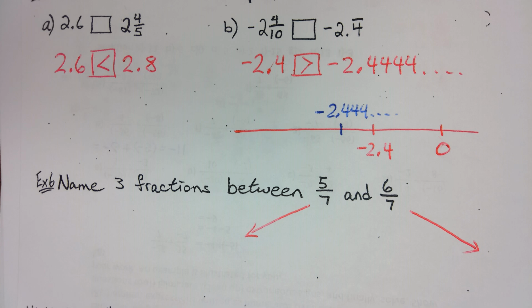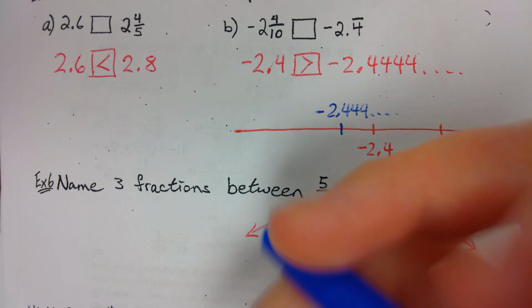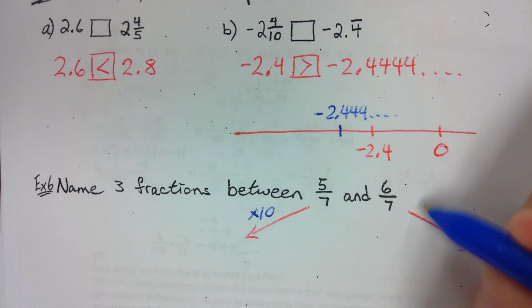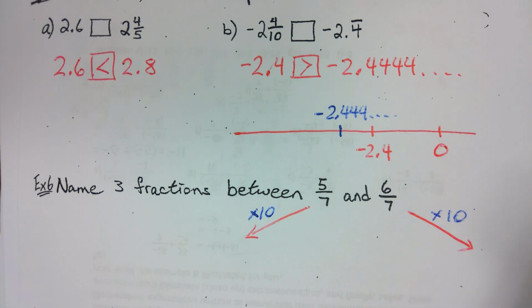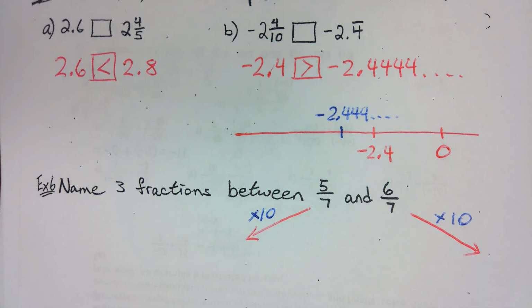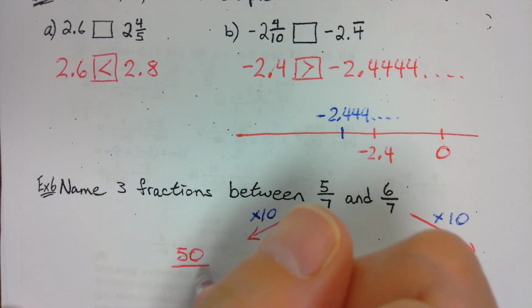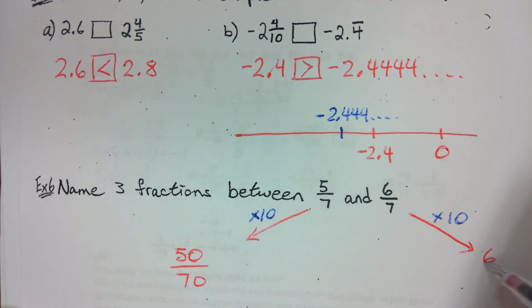So Sam says multiply everything by 2. Sydney says multiply everything by 4. Liana, did you have a better number to multiply by? Yeah, I would actually even go by multiplying by 10. All right. Give yourself a lot of room. When you multiply the top and bottom by 10, you get 50 over 70 and 60 over 70.